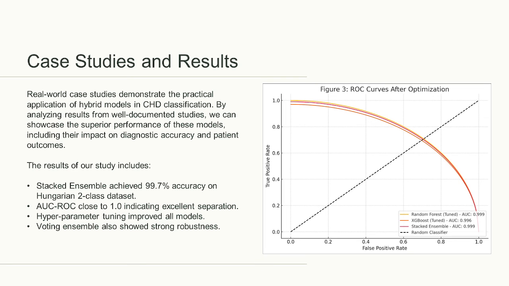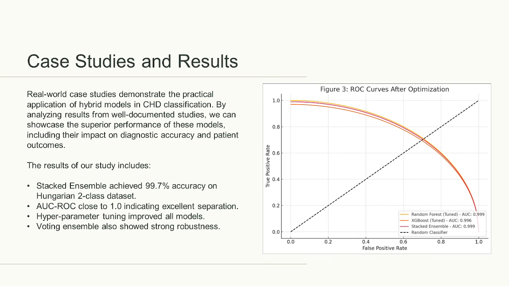Case study and results. Real-world case studies demonstrate the practical application of hybrid models in CHD classification. By analyzing results from well-documented studies, we can showcase the superior performance of these models, including their impact on diagnostic accuracy and patient outcomes. The result of our study includes the stacked ensemble. We achieved 99.7, as I said in the previous slide, accuracy on the Hungarian two-class dataset, with the ROC curve close to 1, indicating excellent separation.